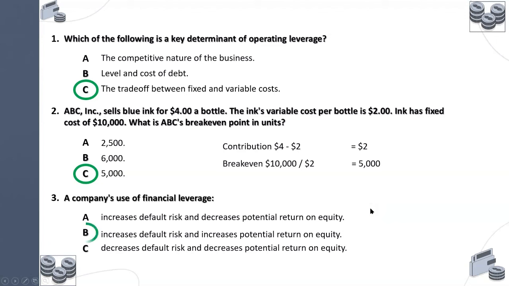this extra risk. The answer is B, crystal clear, because it increases the default risk, but I will have higher return potential on my equity. The C is wrong because it does not decrease default risk. Contrary to that, it will increase the possibility or the likelihood that I may not be able to pay and I will default on my debt.